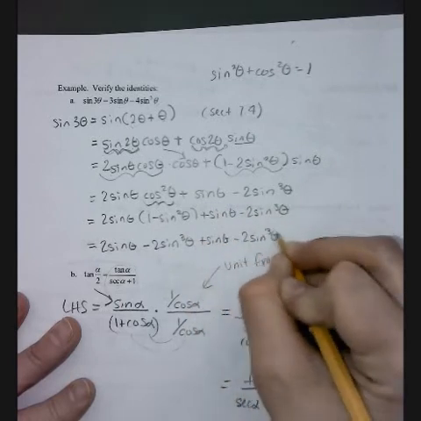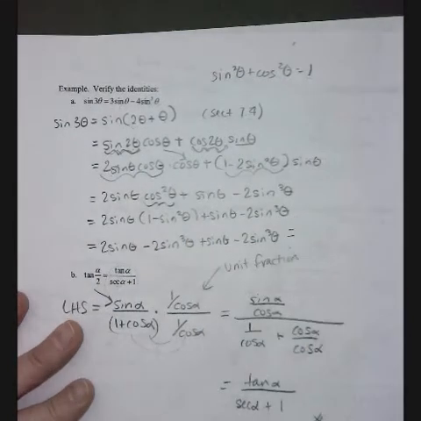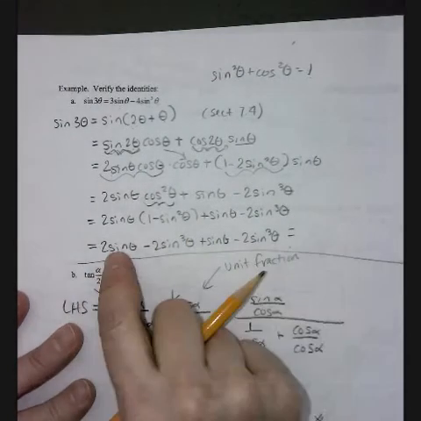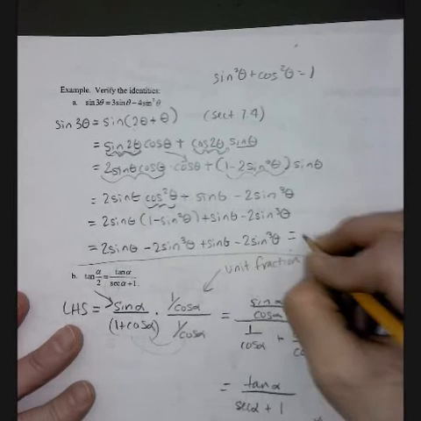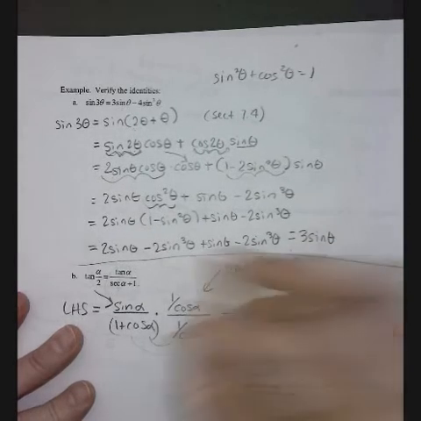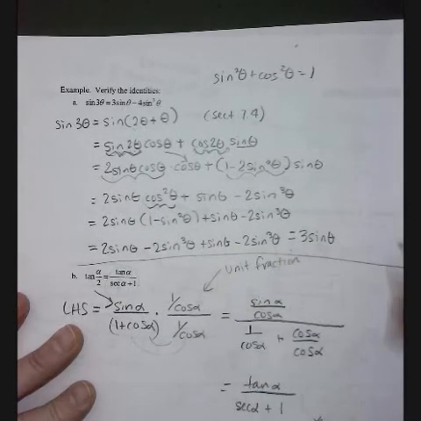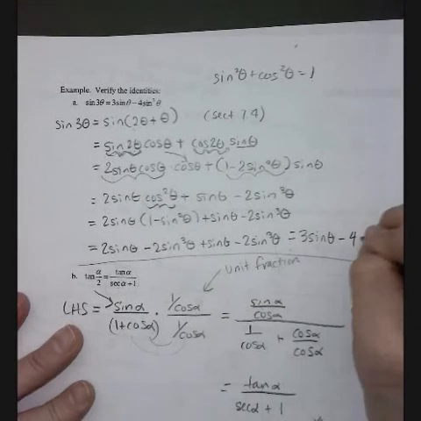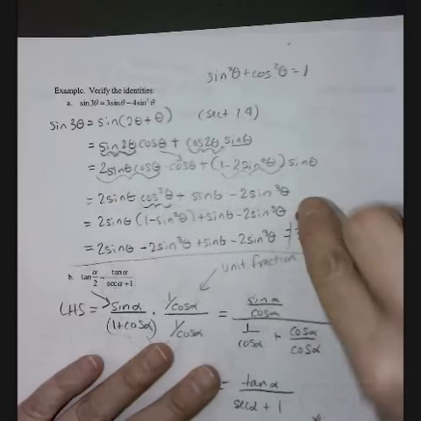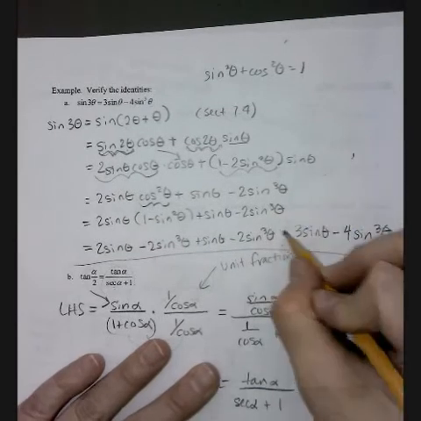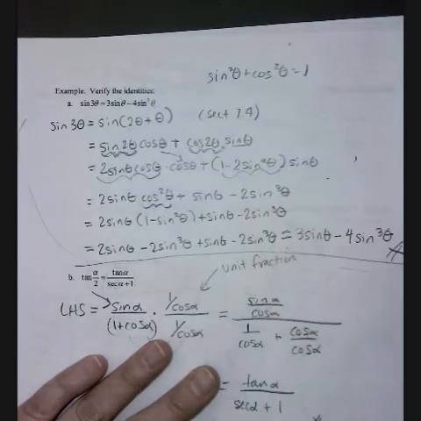And now we actually have what we need, because notice 2 sine theta plus sine theta is 3 sine theta, minus 2 sine cubed theta minus 2 sine cubed theta is minus 4 sine cubed theta. Whoops, that's a proof, so I don't want to circle that. Our answer is the whole thing, right? The proof is what we need here.